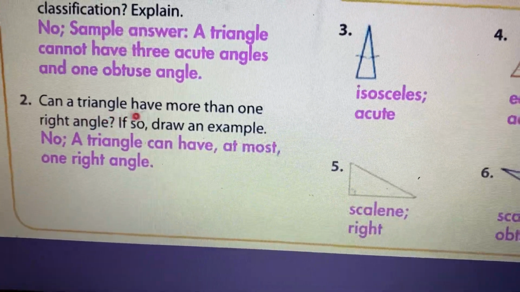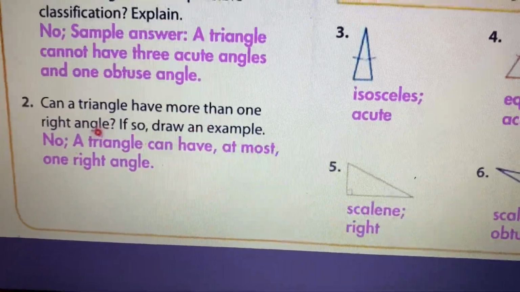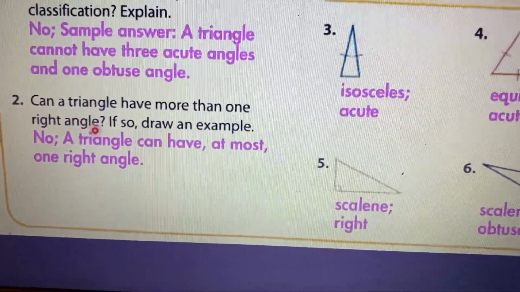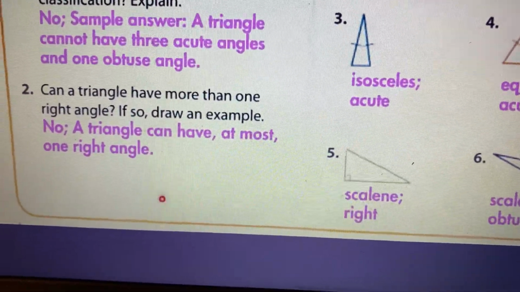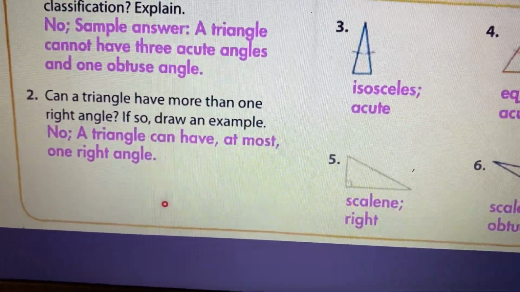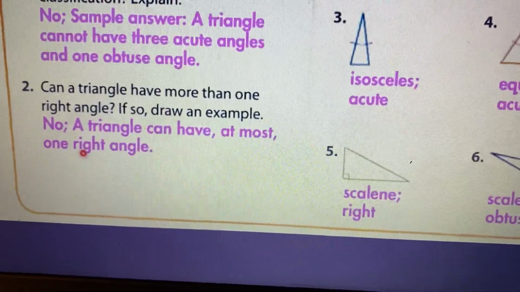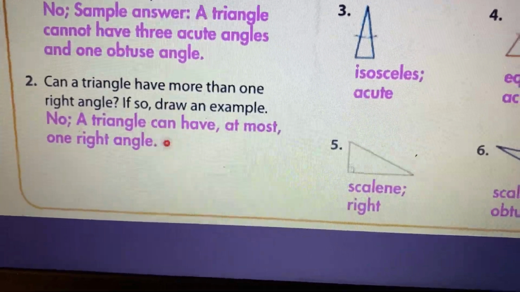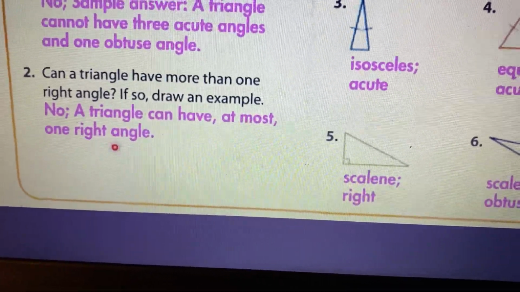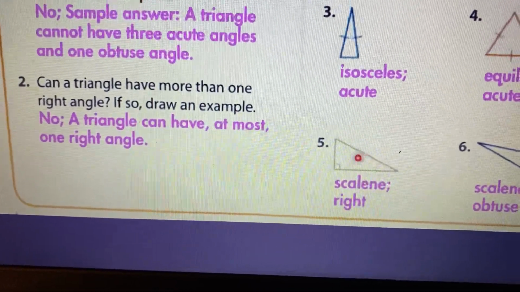Can a triangle have more than one right angle? Of course no. Try to draw it, girls. Can I have more than one right angle? Of course no. A triangle can have at most one right angle like this one only.